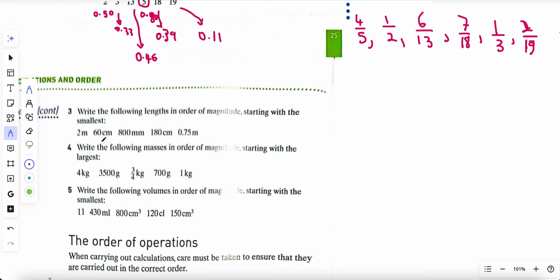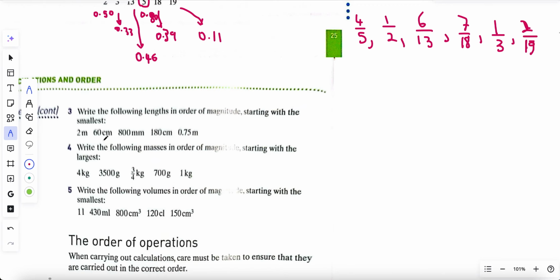Is that okay? Now you see this number is 2 meters 60 centimeters. So we have to convert all of them to the same unit. Either you leave everything in centimeter, or everything in meter, or everything in millimeter. So it's up to you as a student. Okay, it's up to you.